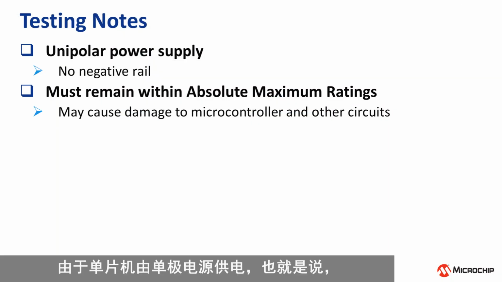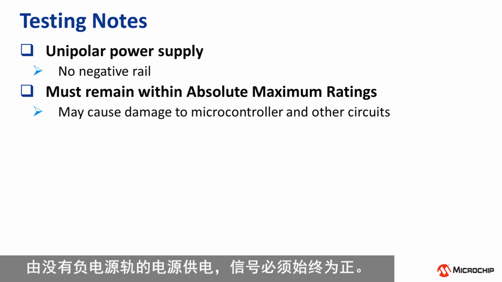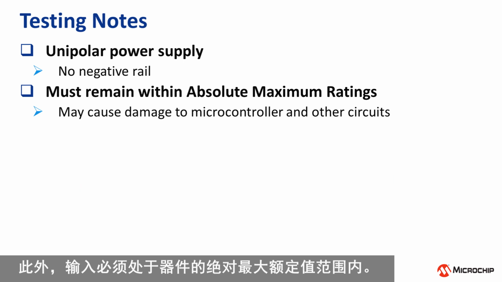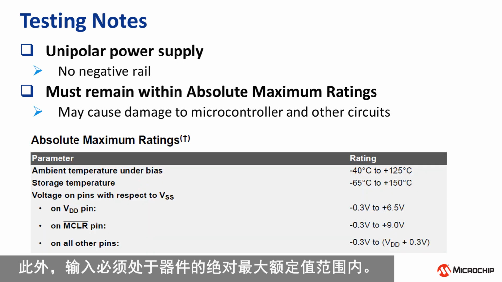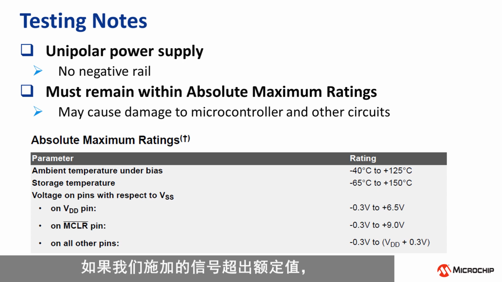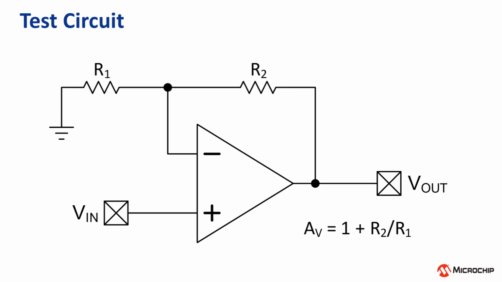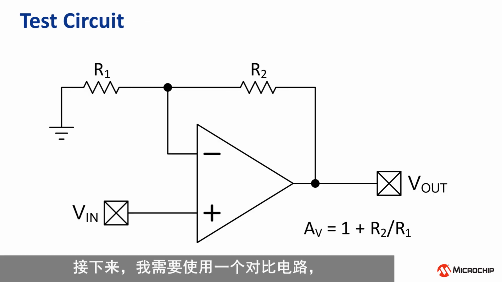Since the microcontroller runs on a unipolar power supply, or in other words, a supply without a negative rail, signals must remain positive. This means offsetting the sinusoidal waveform used as input. Additionally, the input must remain within the absolute maximum ratings of the device. If we apply a signal outside of the ratings, then the microcontroller may become damaged along with anything else in the circuit. Next, I need a circuit for the comparison, which I created and linked in the description below.